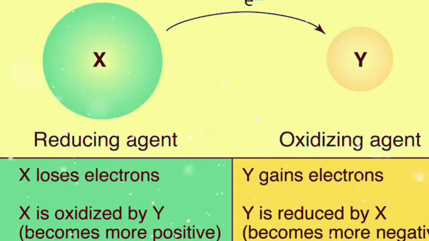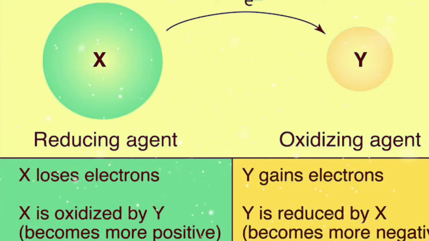Oxidizing agents gain electrons. X is oxidized by Y because X becomes more positive, and Y is reduced by X because Y becomes more negative. Listen, girls, this is very simple.